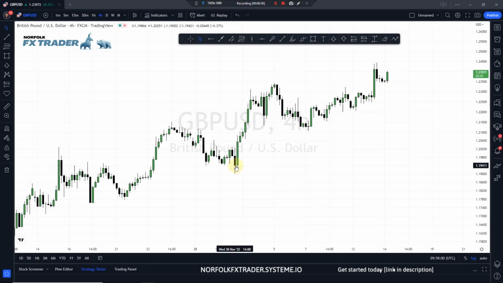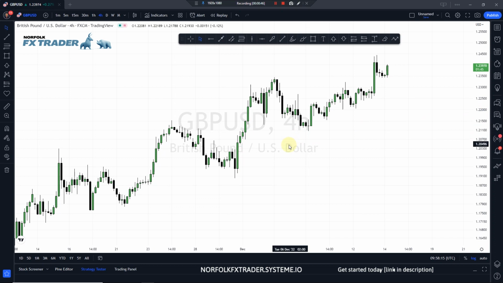how you can actually read the change of character on a lower time frame by just looking at the one time frame you're on. So we're going to be looking at the 4-hour time frame here on the pound US dollar. I'm going to explain to you how you can use this. Now, of course, a change of character on its own is not going to make you a profitable trader. You need a full working strategy.